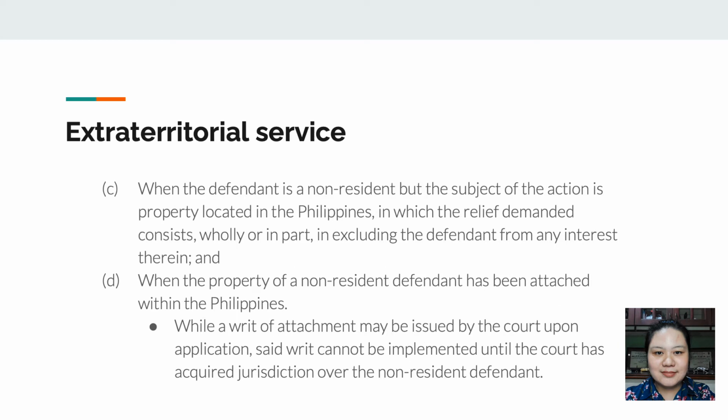c. when the defendant is a non-resident but the subject of the action is property located in the Philippines in which the relief demanded consists wholly or in part in excluding the defendant from any interest therein; and d. when the property of a non-resident defendant has been attached within the Philippines.